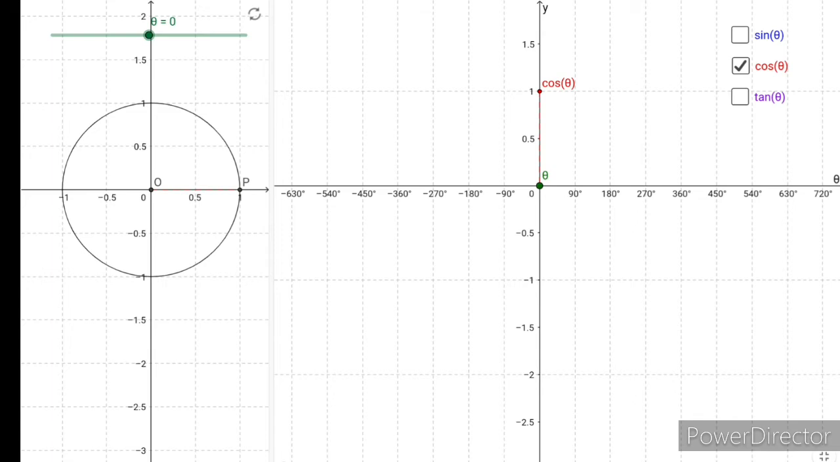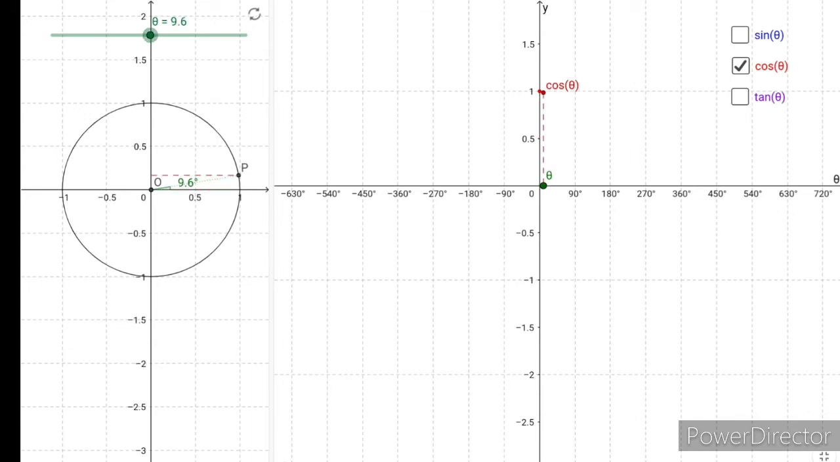Now for cos theta, when theta is 0, if you observe, the point P is on the x-axis. Cos theta is nothing but adjacent side by hypotenuse. Hypotenuse is 1. What is the adjacent side here? The adjacent side is nothing but the length of this OP, the length of this red line, which is 1. So cos 0 will be 1.